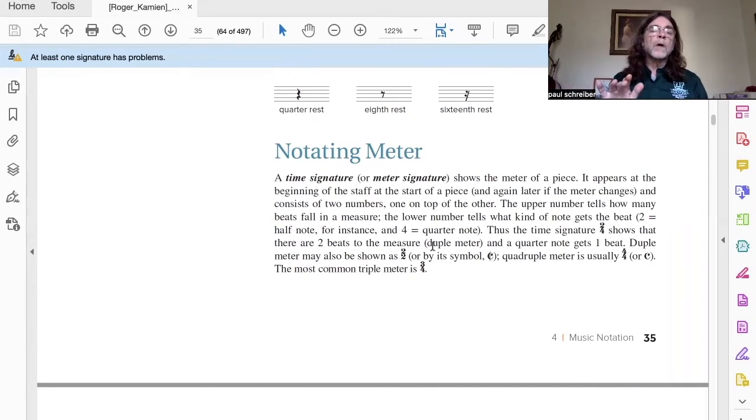It's kind of like a waltz, which is a dance. 1, 2, 3, 1, 2, 3. Whereas 4/4 is probably the most common time signature that you run into. Most of your pop songs are in 4/4.